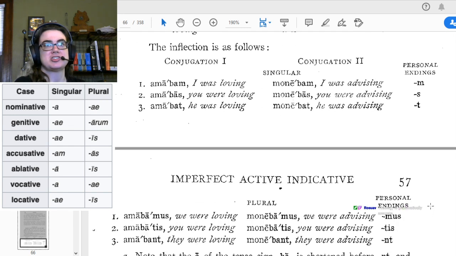But then it's just a simple matter. So ama, then ba, and then we use the M. M, S, T moves to the end. Monet, ba, and M, S, T move to the end. Amabam, amabas, amabat, amabamus, amabatis, amabant. Monebam, monebas, monebat, monebamus, monebatis, monebant.